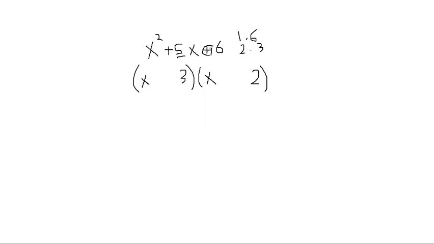And because also this is positive, the sign of the two factors must be like the middle term. So both are positive. Now check your answer. You will find that x by x is x squared, 3 by 2 is 6, and their sum is 5. Now we have our lesson today.